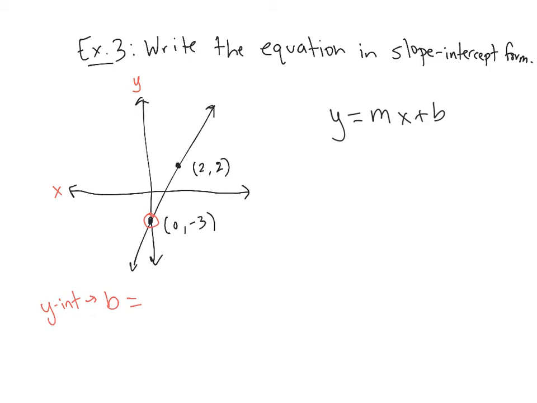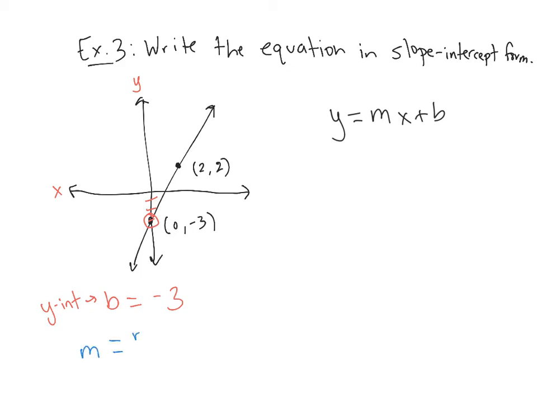So my y-intercept, where it crosses the y-axis, would be at (0, -3), which means 0 is telling you 0 left or right, and that -3 means 3 spaces down. So my b in this case is -3, since it crosses the y-axis 3 spaces below y equals 0. Once I have my y-intercept, then I just need to find my slope, my m.